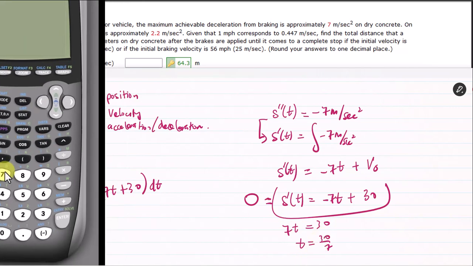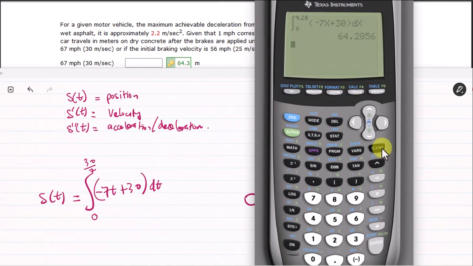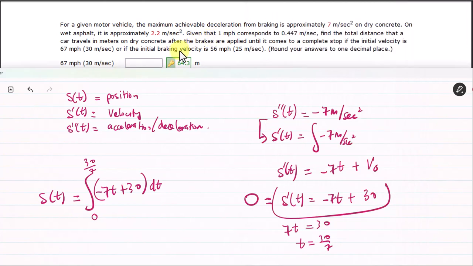You can quickly use a graphing calculator, Math 9, and I go from 0 to this number, 30 over 7. I will get minus 7x, or t, whatever, plus 30, and then dx, and that will be 64.3 meters when I'm using 30 meters per second for my initial braking velocity.